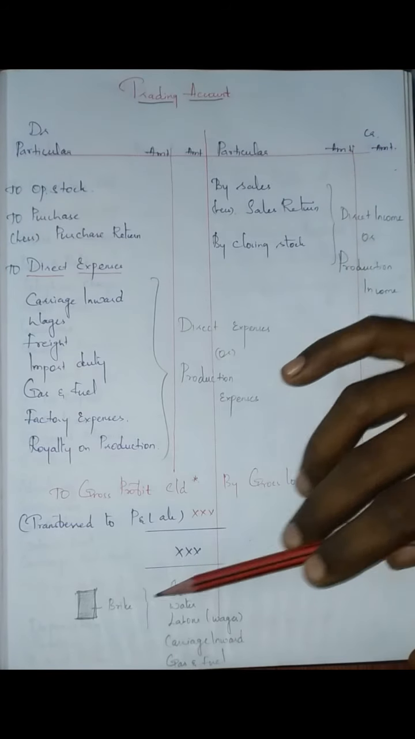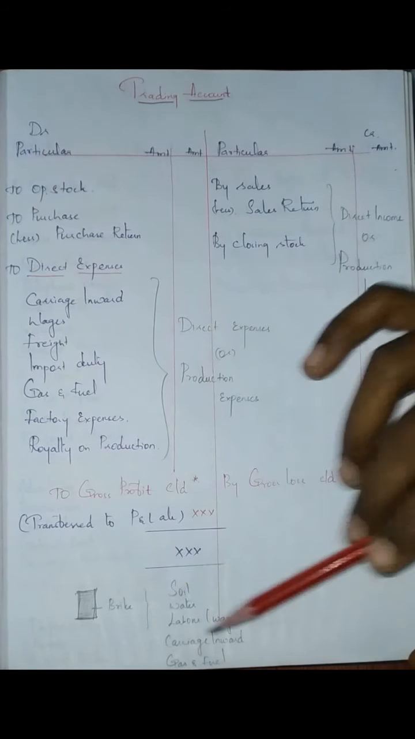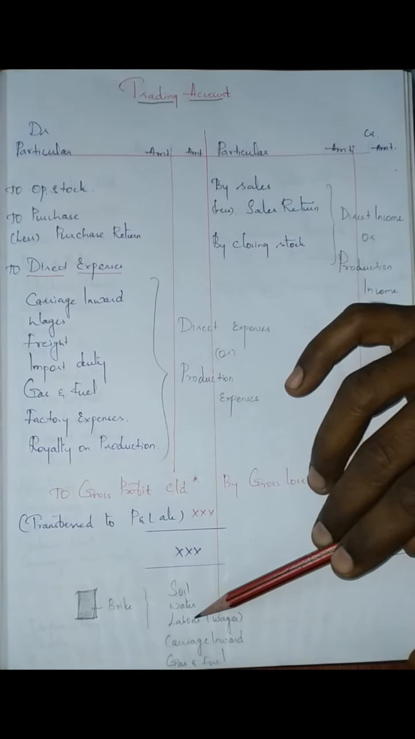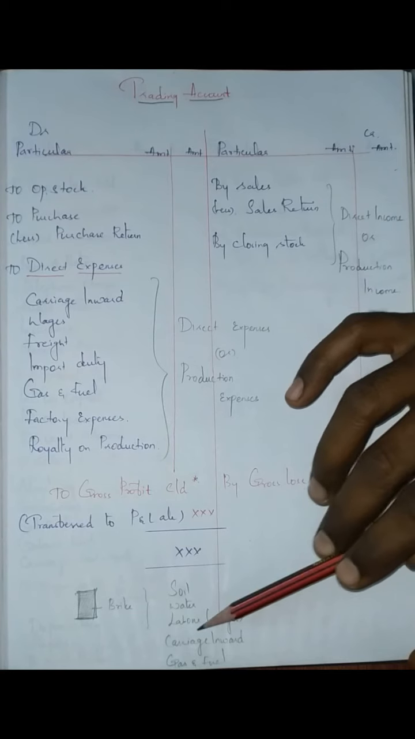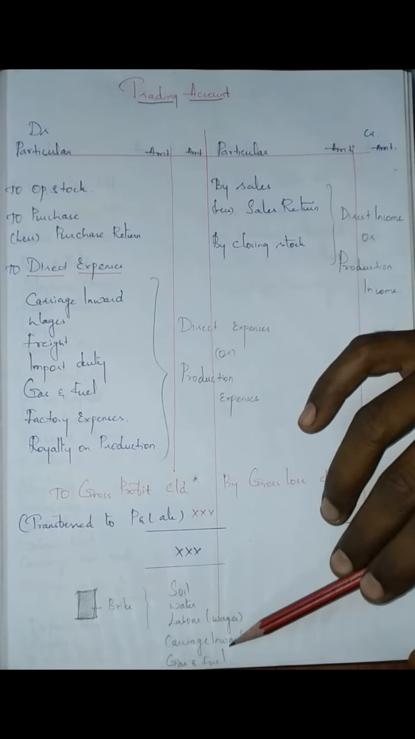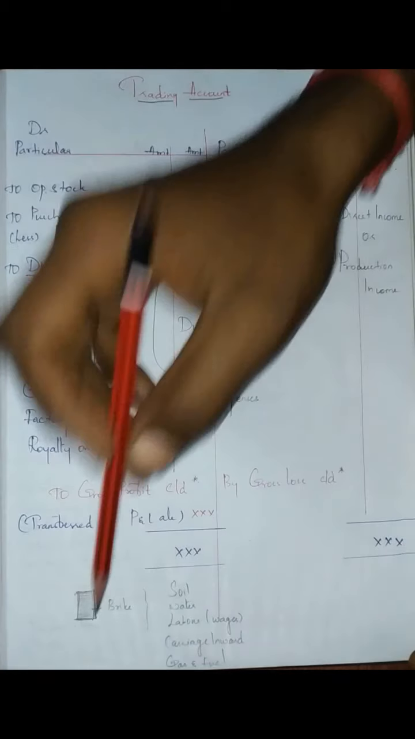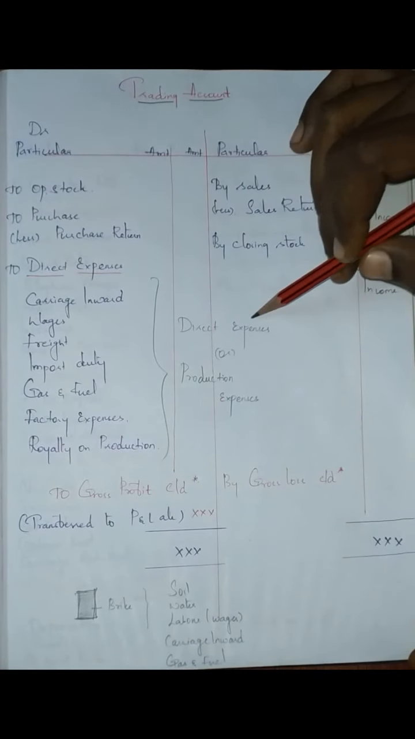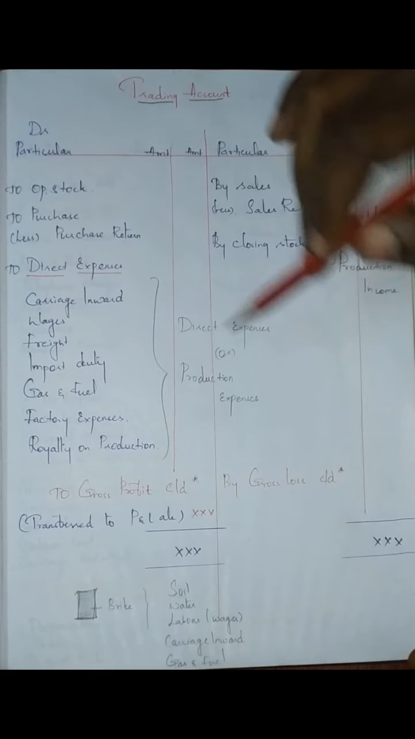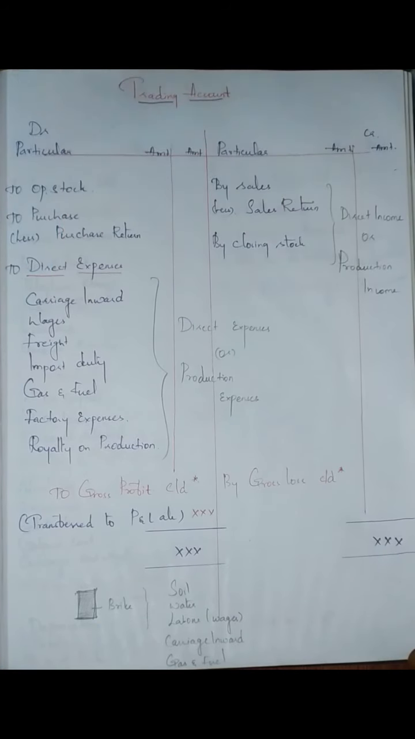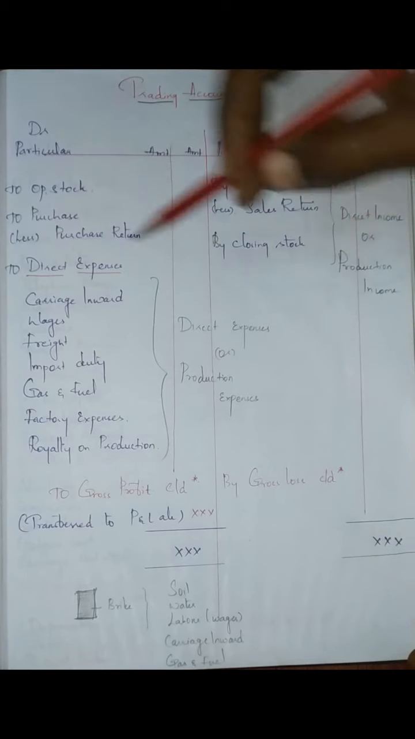For example, if you are going to produce bricks, we have to spend money on soil, water, and labor such as wages, and on carriage inward and gas and fuel. If any one of these expenses is absent, we can't produce the brick. That is why they are called direct expenses or production expenses. Here we have carriage inward, wages, freight, import duty, gas and fuel, factory expenses, royalty on production, all direct expenses.